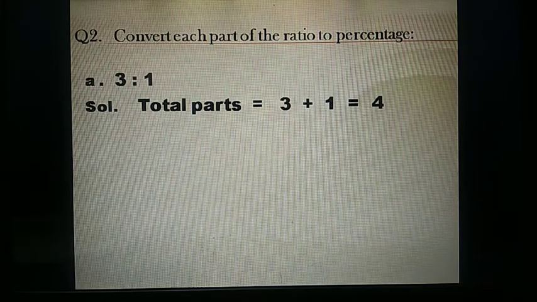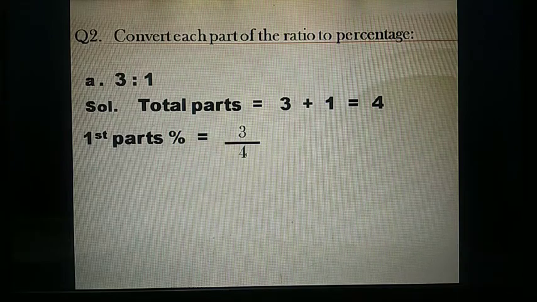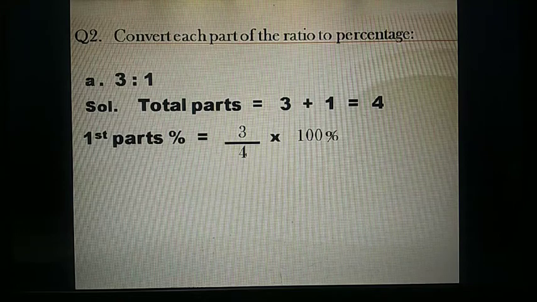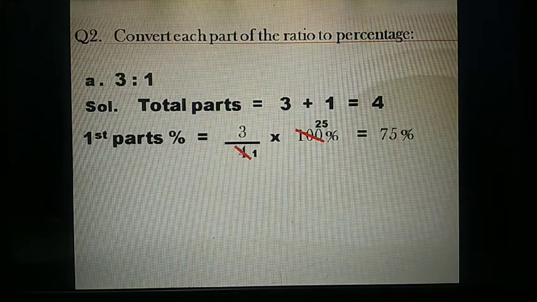So to calculate the percentage of first part, first you will write the fraction. Here in the ratio it's 3:1. So the fraction will be 3 upon total, that is 3/4. To convert it into percentage, just multiply it by 100%. Perform the cancellation. 4 ones are 4, 25s are 100. Multiply them to get the percentage of first part.